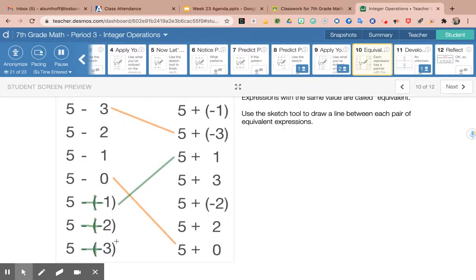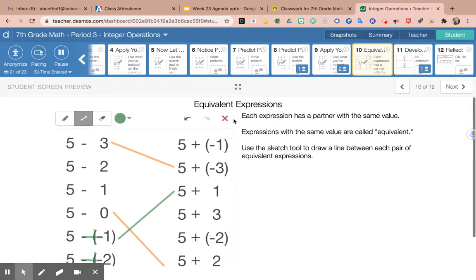So you're going to finish connecting them. I connected 3 of them for you. You have 4 more to go. You should have something connecting to each one.